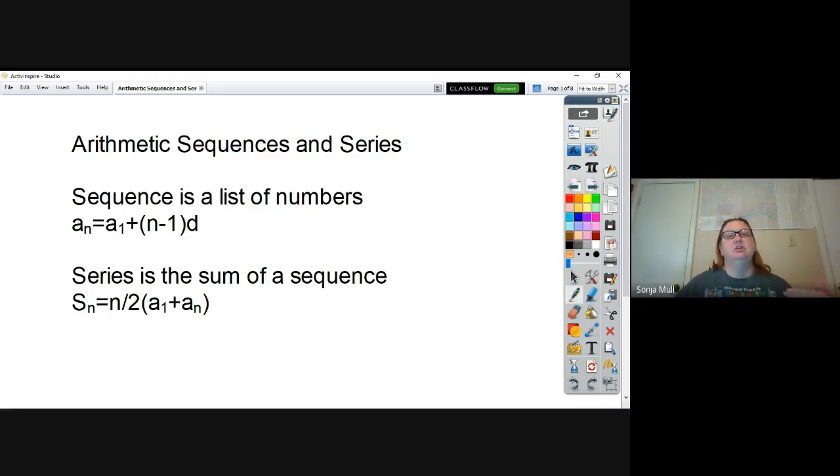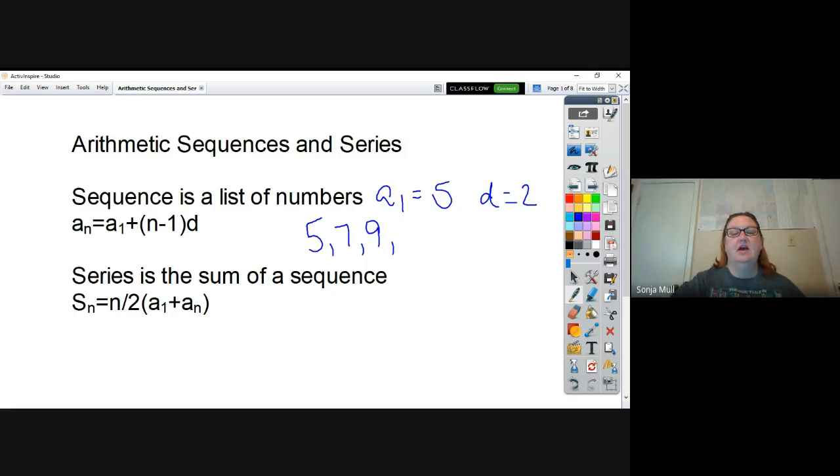So a sequence is just a list of numbers that has a relationship. For instance, we have a beginning term. So if a sub 1 is 5, we need to know what our common difference is. That's what we're counting by. So if d is 2, then my list of numbers is going to be 5, 7, 9, 11, 13, and so on. We're just adding 2 each time to get the next number.